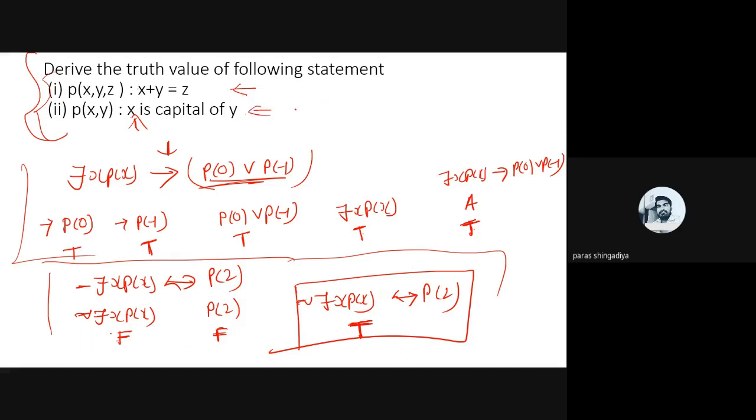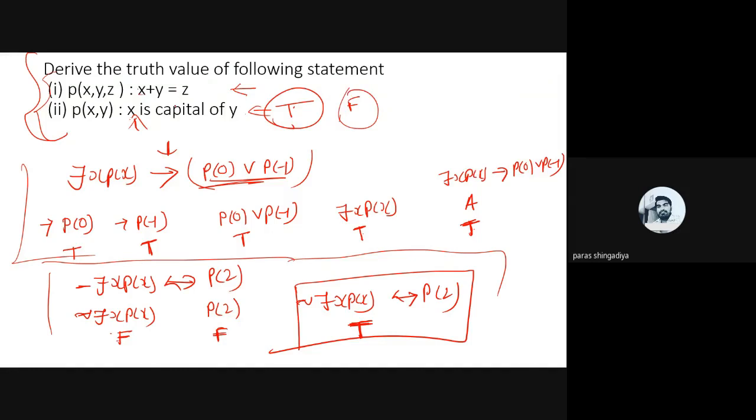So for this case, you can predict a false answer for any x and any y. If it is true, then you will get output T, and if it is false, then you will get output false. For example, Delhi is the capital of India, that is true. And Rajkot is the capital of India, that is false.